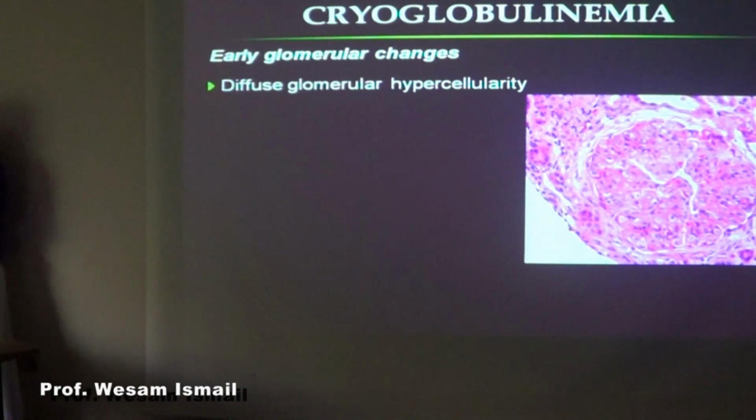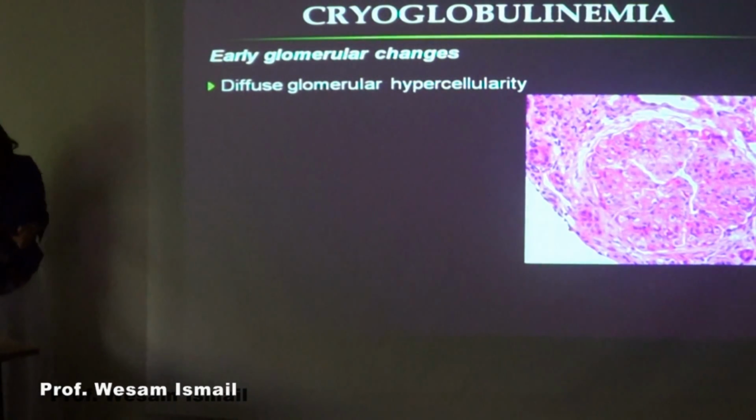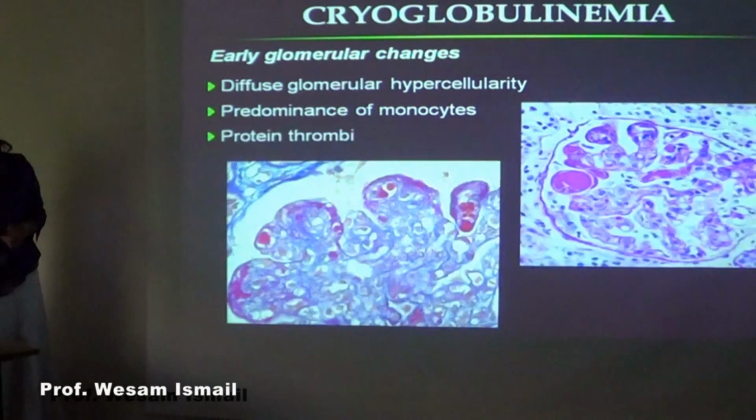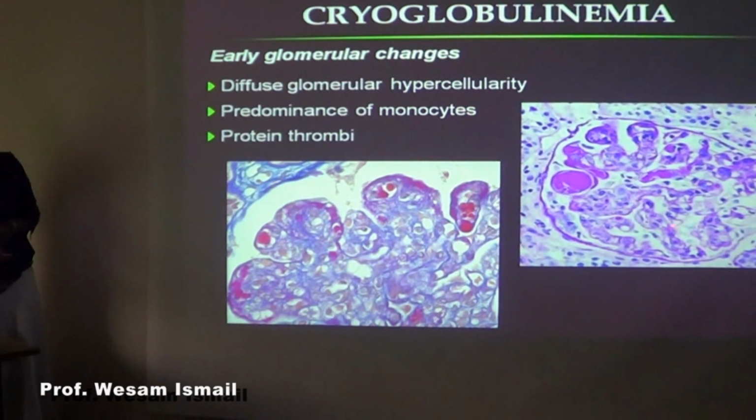Cryoglobulinemia goes through stages as any other disease in the kidney. You have early glomerular changes and you have late glomerular changes. In the early glomerular changes, you get diffuse glomerular hypercellularity, you get the typical membranoproliferative glomerulonephritis pattern, and you get a lot of macrophages within your glomerulus. You can get the protein thrombi, as you can see here, this is a very nice trichrome, and you can see these thrombi even on the PAS stain.